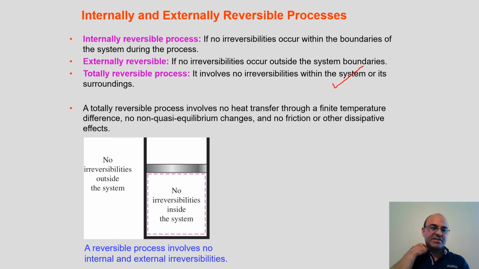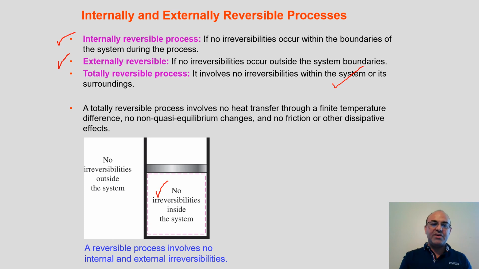So that's totally reversible. However, sometimes it's easier and practical to consider internally reversible processes. A process is internally reversible if there is no irreversibility within the boundaries of the system during the process. Outside of the boundaries of the system, you may have irreversibility, but inside the boundary of the system, if there is no friction, there is no heat transfer with finite temperature difference, then it's internally reversible. Externally reversible only means inside the system there might be irreversibilities, but outside the system there will be no irreversibility. If it's totally reversible, there will be no irreversibility inside and outside of the system.